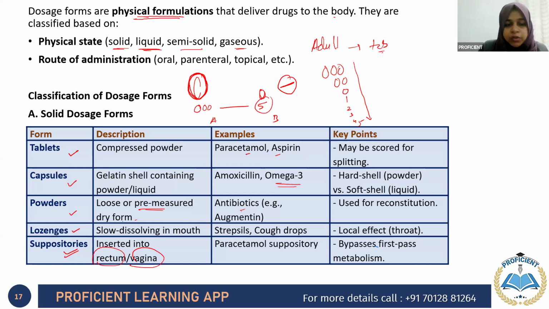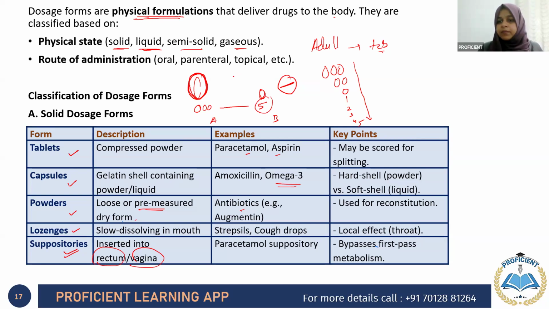Suppository can be given to a person who cannot take oral dosage form. If the patient is vomiting, suppose, or unconscious, you can't make him eat or drink anything. So in such cases, you can use a local area, suppositories. Most of the drug goes directly into the systemic circulation, bypassing your first pass effect, liver metabolism. Clear? Some of it, okay, not completely.